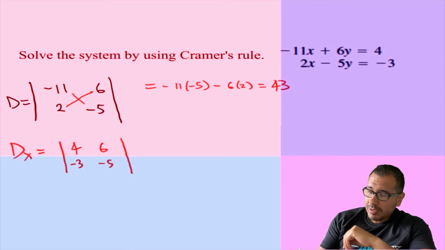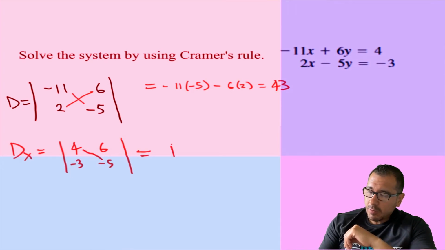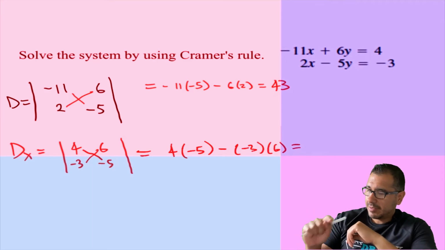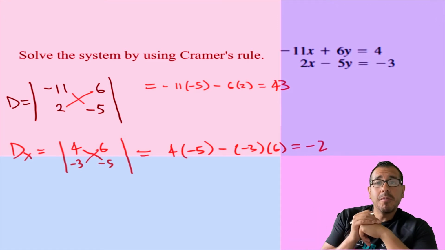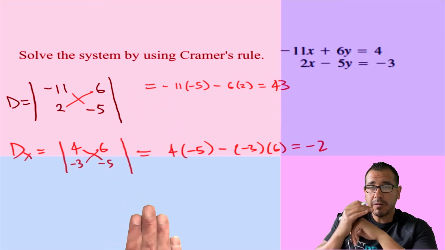All right, let's do the same thing. Find the determinant. We're going to cross multiply, then subtract, then cross multiply, and we get -3 times 6. Let's get our calculators and calculate this. And we get -2. Bam. Any questions? Perfect.